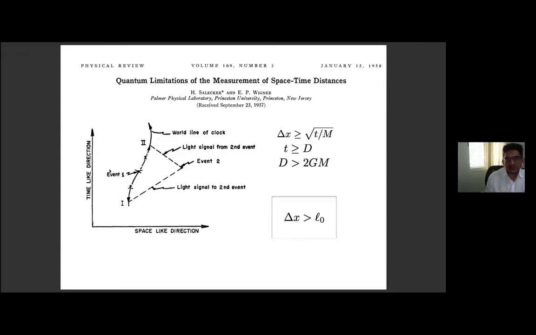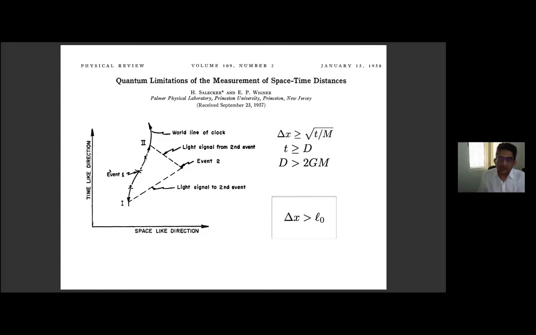So for example, the initial such paper or setup was by Salecker and Wigner, called a Salecker-Wigner clock, in which you use a clock to essentially set up coordinates of an event. So the trajectory shown there is the trajectory of a clock. You're trying to measure or localize an event labeled as event 2 there. This is the figure from that paper.